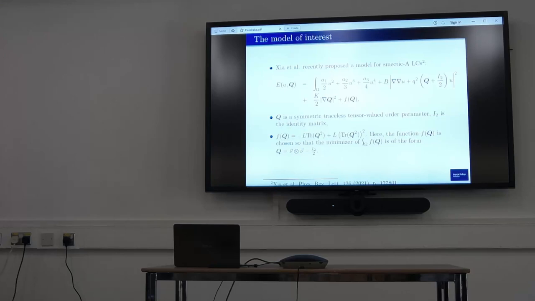Recently, Xia et al. proposed a model adapting the PSS model, making use of a tensor-valued order parameter. So instead of the director field, they used a tensor, where this tensor is a symmetric traceless tensor-valued order parameter. And they also added the function f, where f is equal to this function. f is chosen so its minimizer, the minimizer of its integral, is of the form nu outer nu minus I_2 over 2.